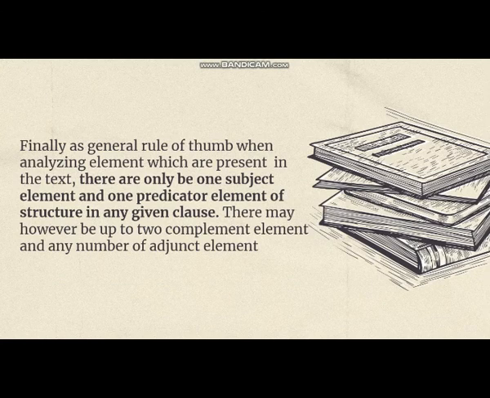And then finally, as a general rule of thumb, when analyzing elements which are present in a text, there can only be one subject element and one predicator element of structure in any given clause. However, there may be up to two complement elements and any number of adjunct elements in any given clause. And that will close my explanation about grammar and style. Thank you for listening.